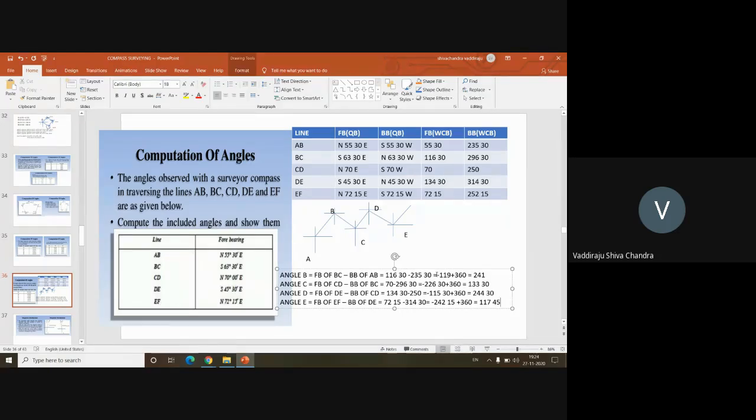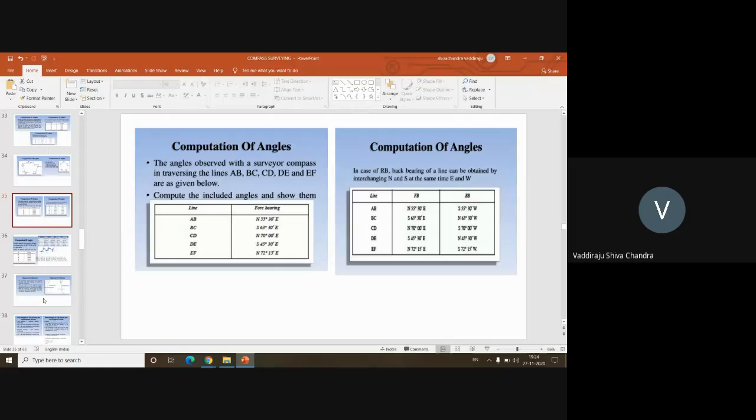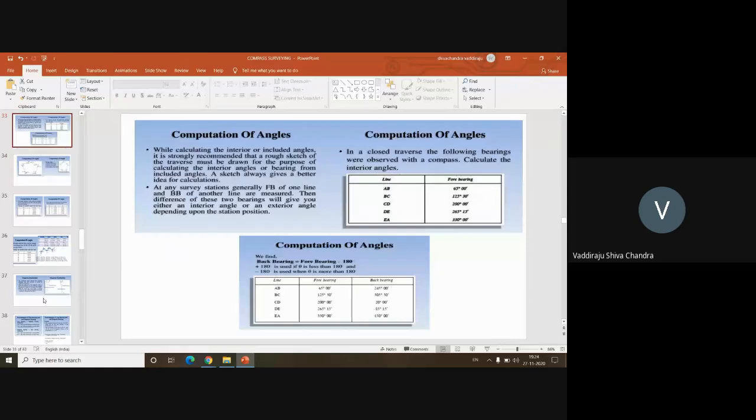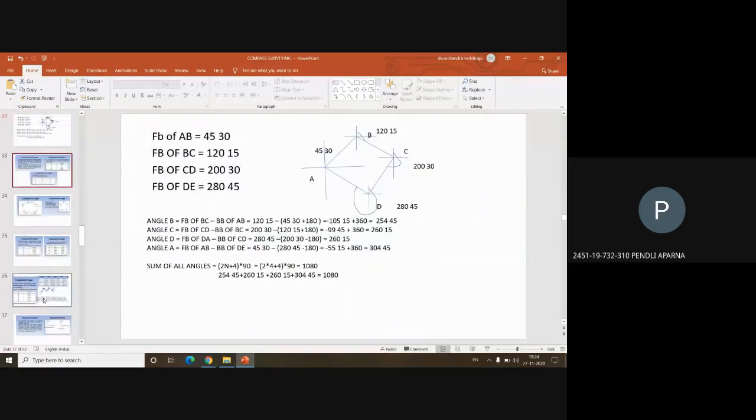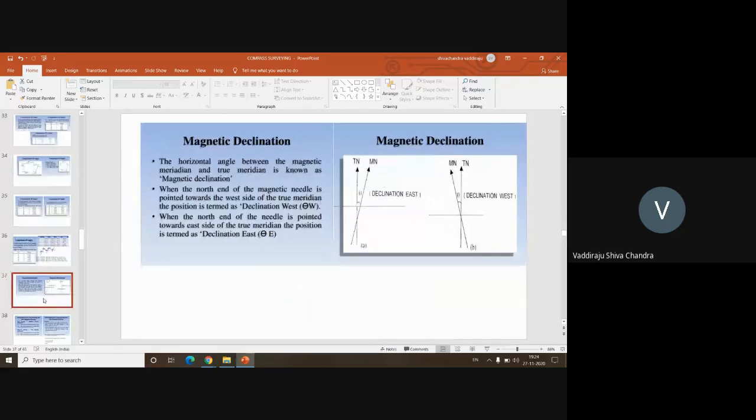This is how you need to calculate the angles whenever the fore bearings are given to you. Can you apply the check here? It's not a closed traverse, right? So you can't apply the check here. Is the concept clear? Yes, sir. Take this one as practice, or I'll give you an assignment later. Okay, don't worry. Let's move to magnetic declination.